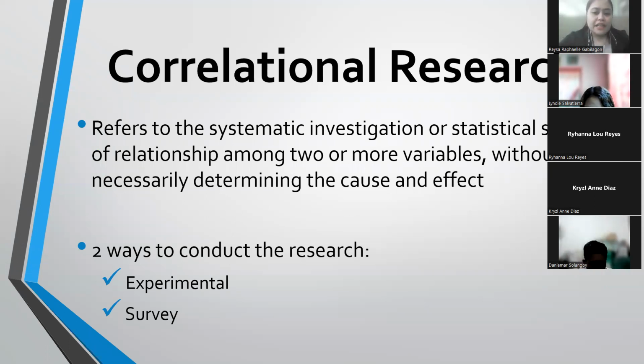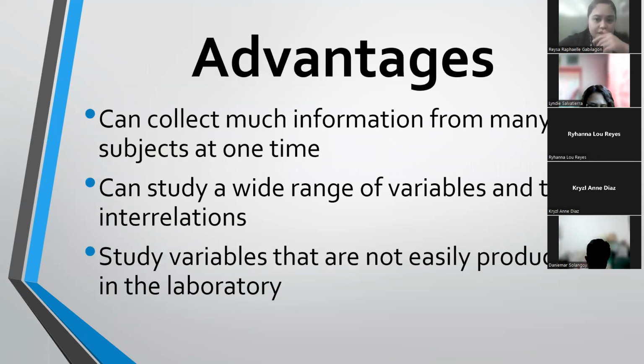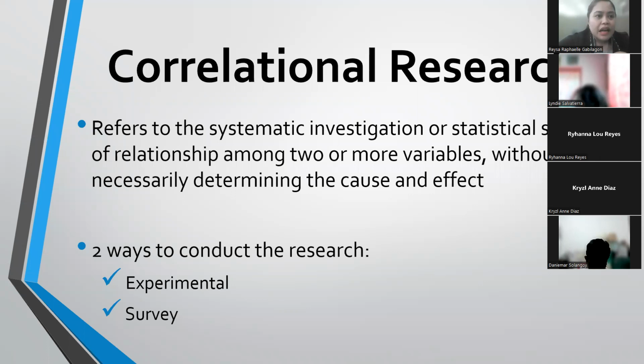Next, we have the correlational research. From the word itself, correlational, what we are looking at here is the relationship. Okay? Iba yung relationship na cause and effect relationship, ha. Ito relationship lang talaga. We will not determine cause and effect. Okay? Pero pwede din itong experimental, pwede din survey. So, anong example ng correlational research? Yung example kanina na yung stress level and engagement to cheating. Yun yung example ng correlational research.